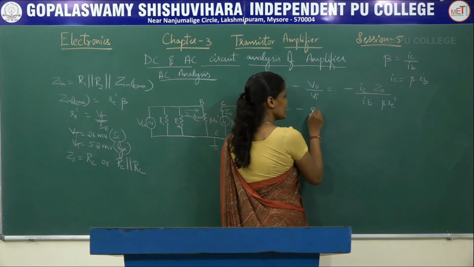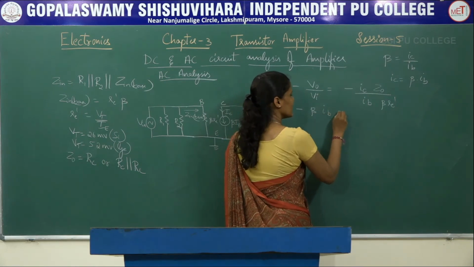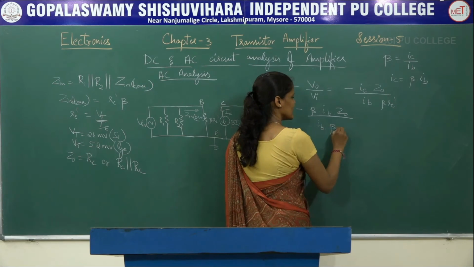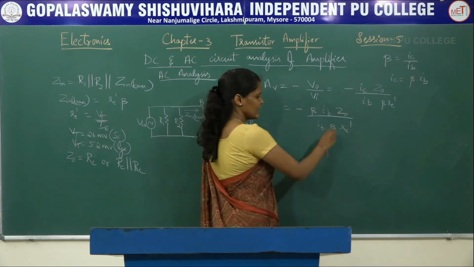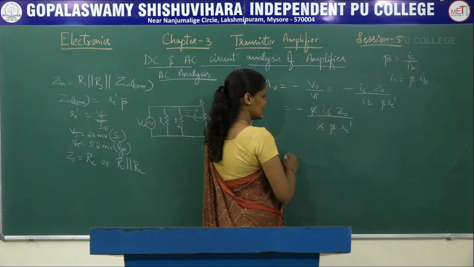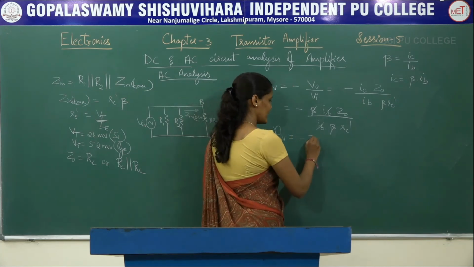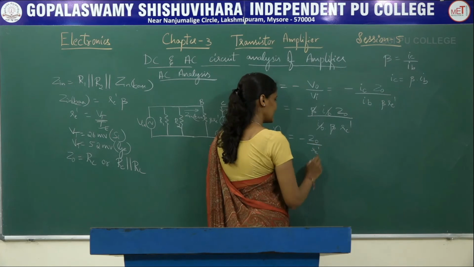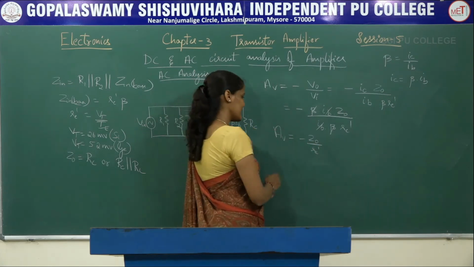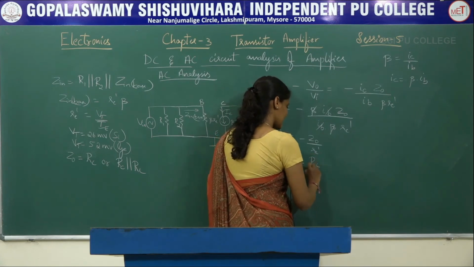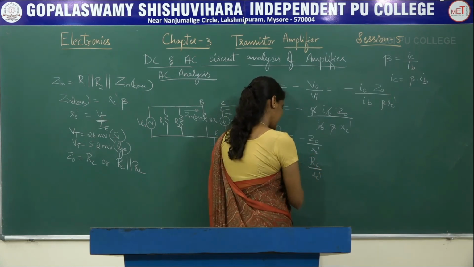In place of Ic, beta into Ib, Z0 divided by Ib into beta Re dash. So beta and Ib get cancelled. So what remains is the voltage gain AV equals minus Z0 by Re dash. But the output impedance is just equal to Rc. So the AV is equal to minus Rc divided by Re dash.